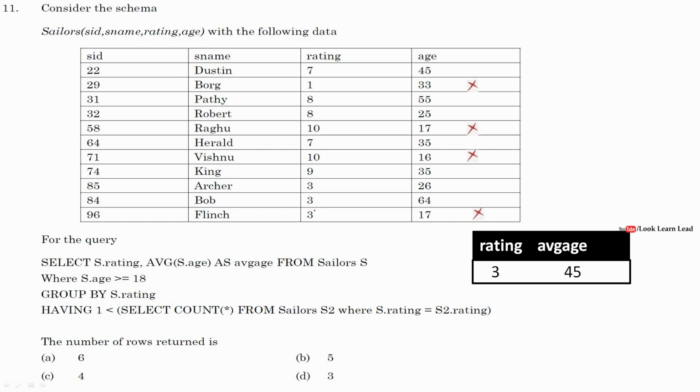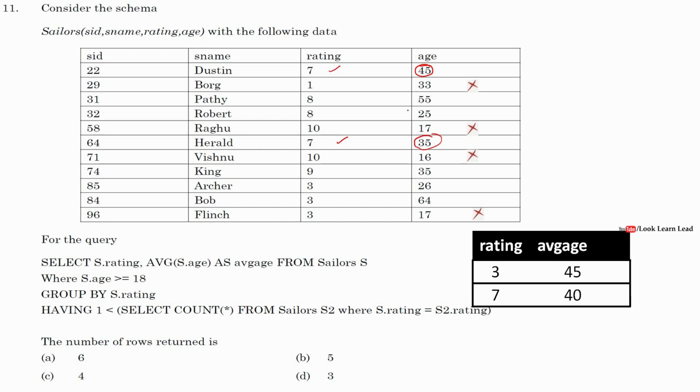Now the next greater number is 7. We have 2 sevens over here. So our second tuple would contain 7 and the average of 35 and 45. That is 7 and the average of 35 and 45, which is 40.